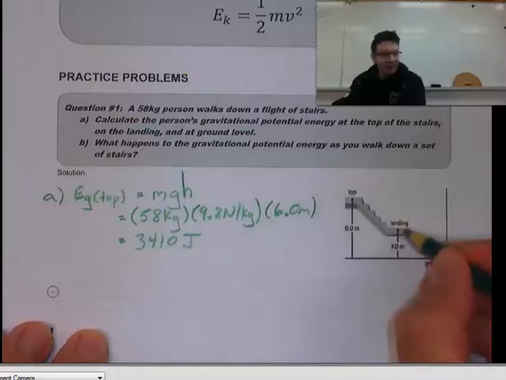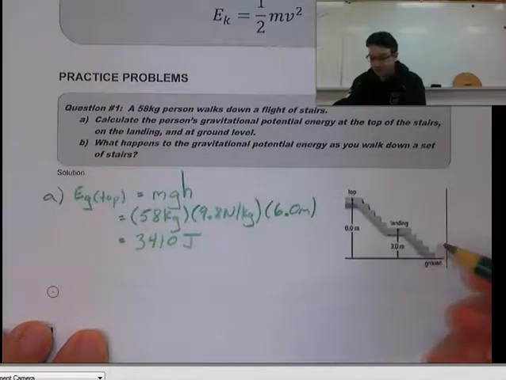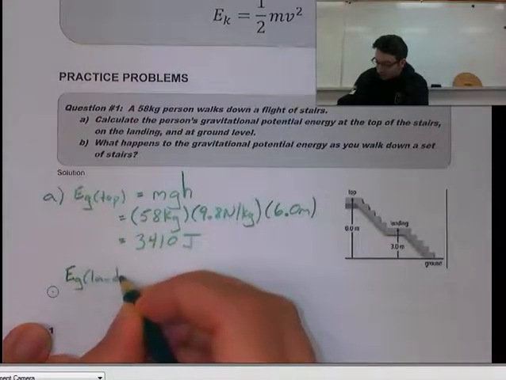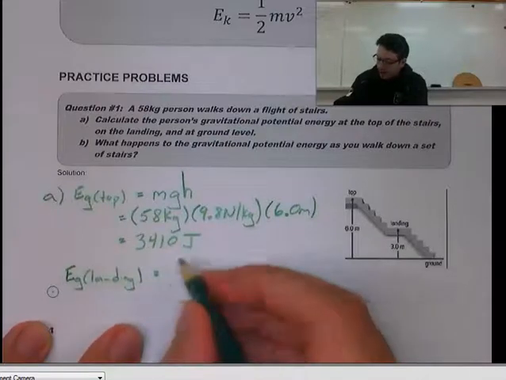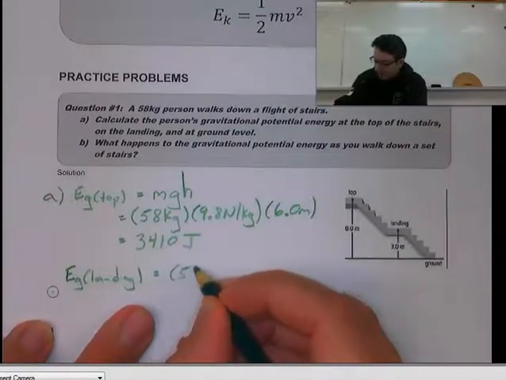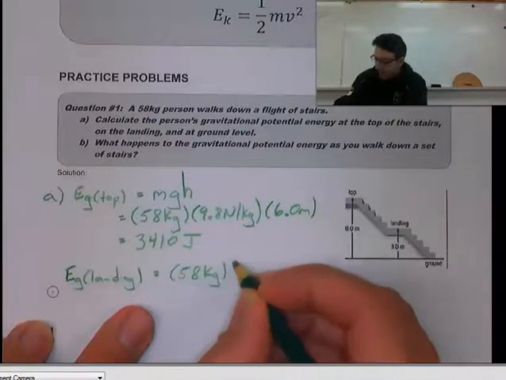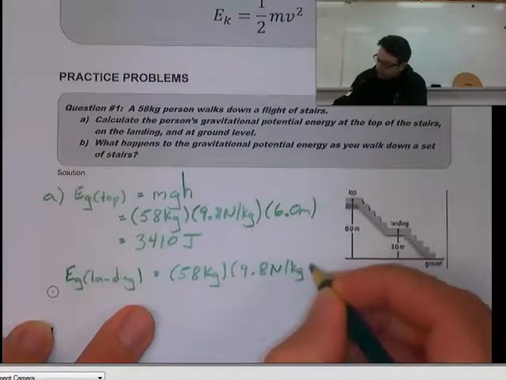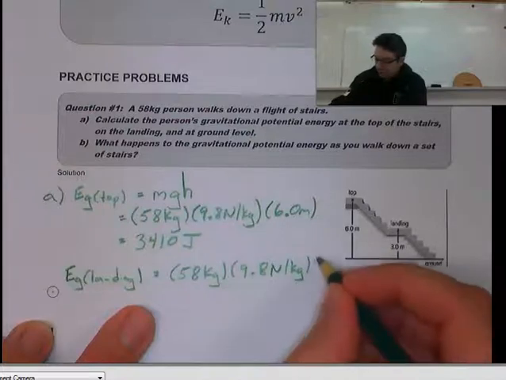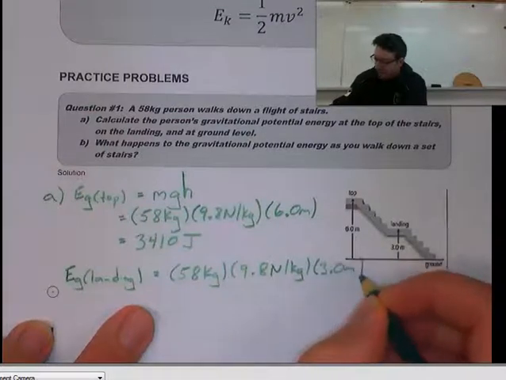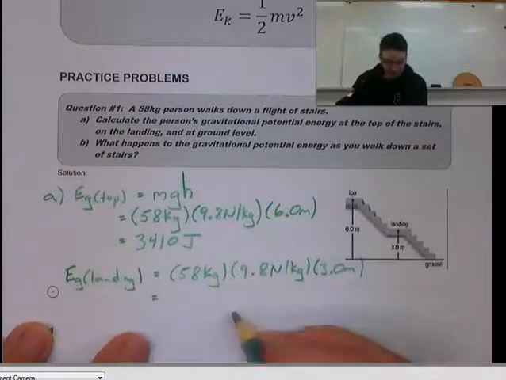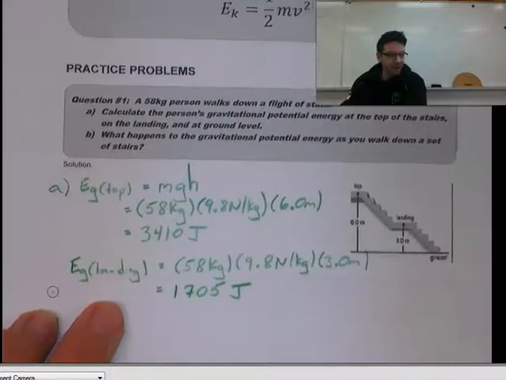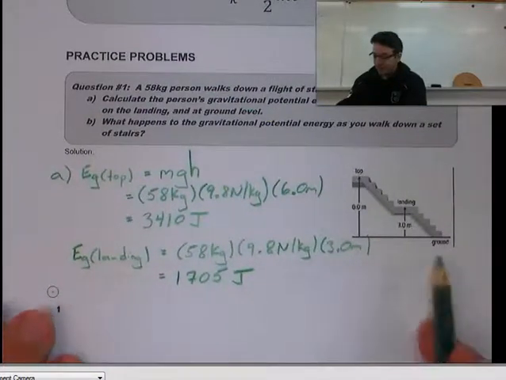Now if we go to the landing, which is 3 meters, so it's halfway to the floor, we can do the same thing. Right, substitute mgh, which in this case will be 58, times again 9.8, that's not going to change unless we go far away, times our height, this will be 3 meters. So you can probably guess if we take half the height, we're going to end up with half the energy, which is 1705 joules.